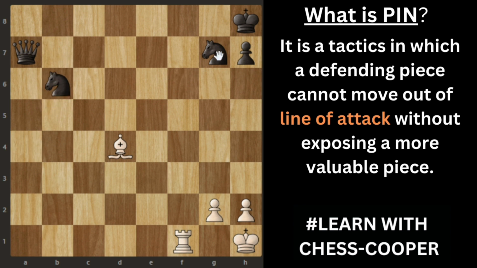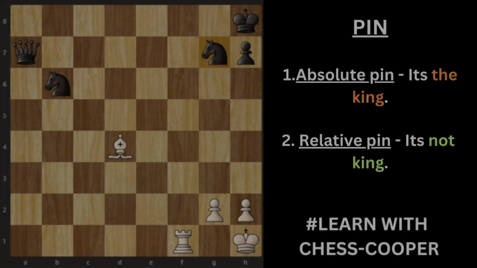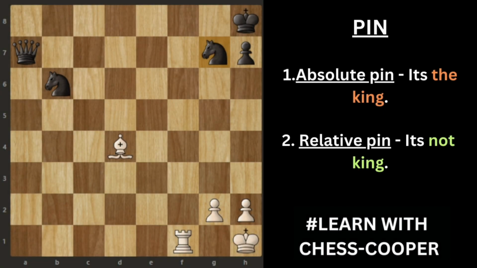Similarly, the knight on b7 also cannot move because that would be an illegal move. So this is a basic example to explain what a pin is. Now there are two types of pin. One is the absolute pin, in which it's the king, and the other one is the relative pin. So let's understand both of them from this very example.